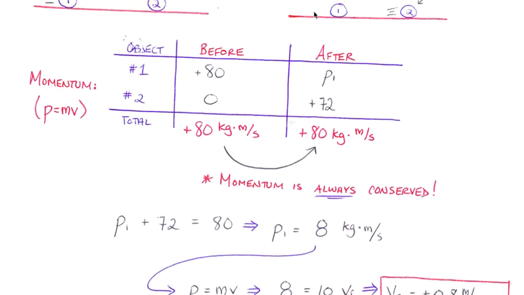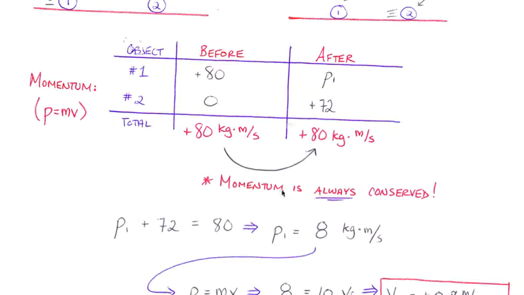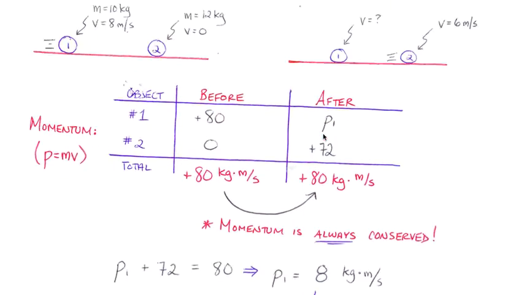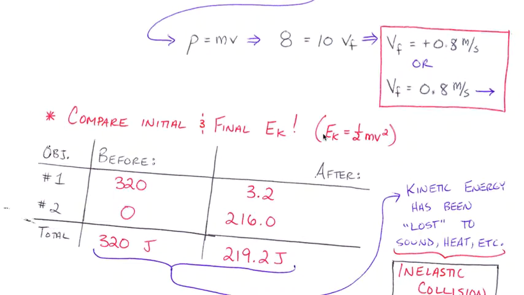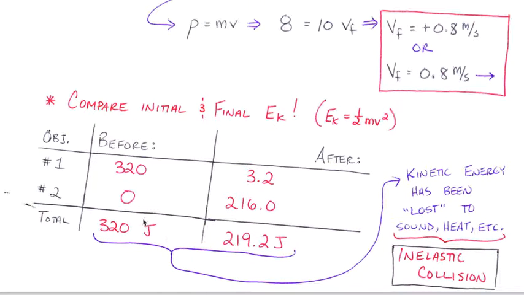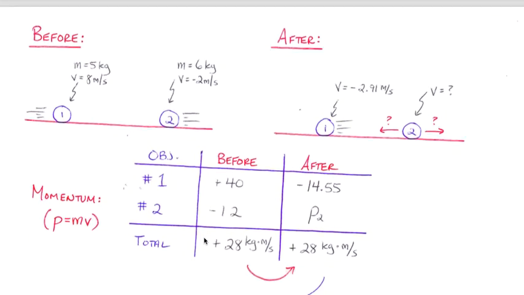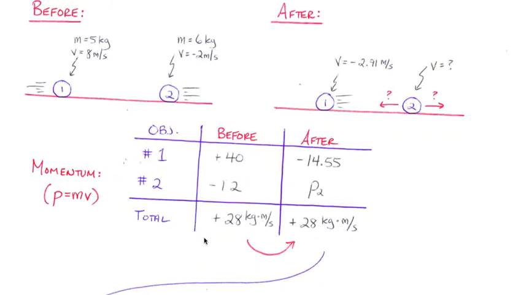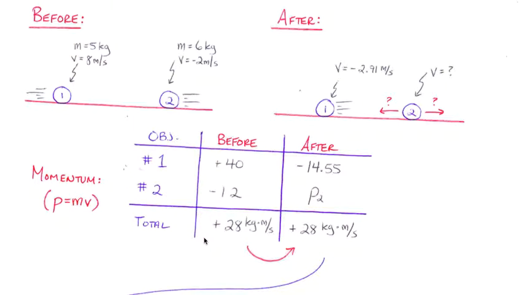So it's not too difficult, but you can use momentum essentially to figure out how fast or in what direction it's moving afterwards. The only added step would be to compare your initial and final kinetic energies to see if you've lost any energy or in fact it has been conserved. Just to show you how this can also be applied to situations such as this, where you don't have one of them being stationary. You have two objects traveling towards one another. Object 1 bounces off and travels backwards at 2.91 meters per second, and you want to figure out what's going on with the velocity of the second object.